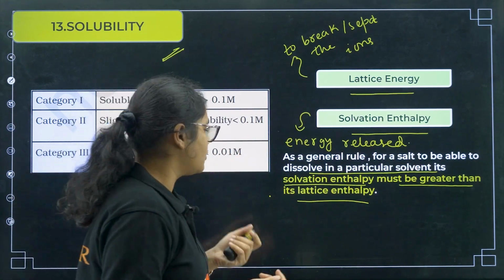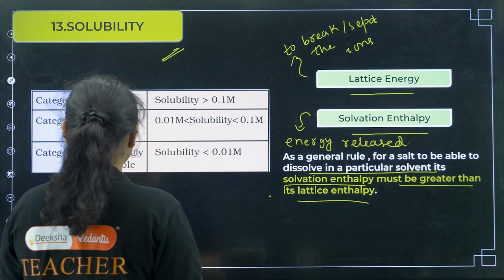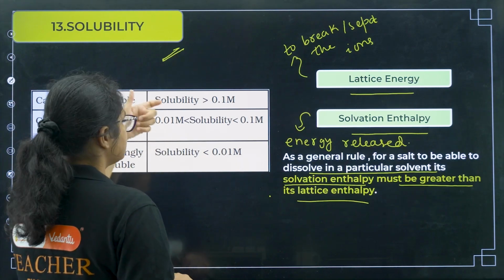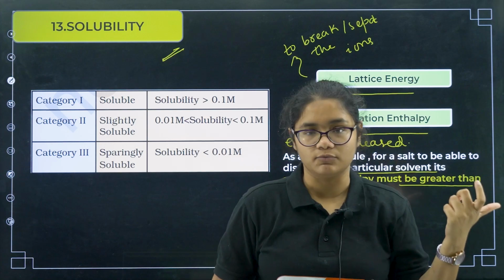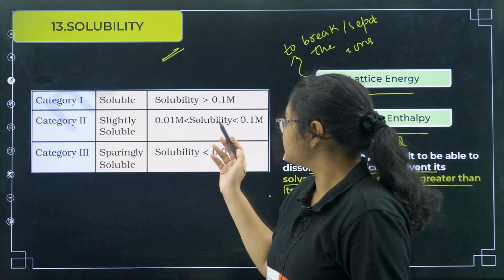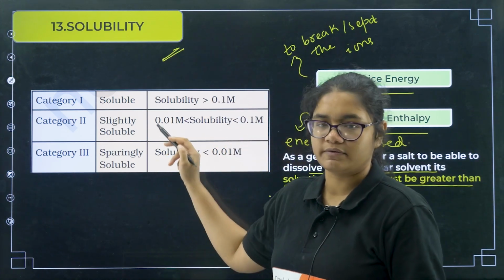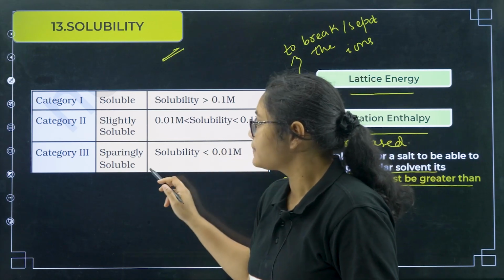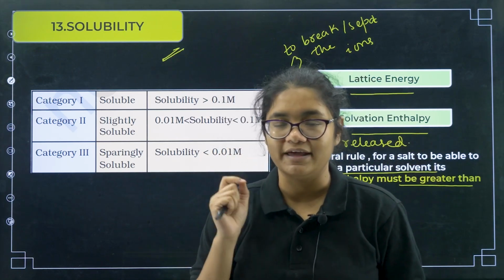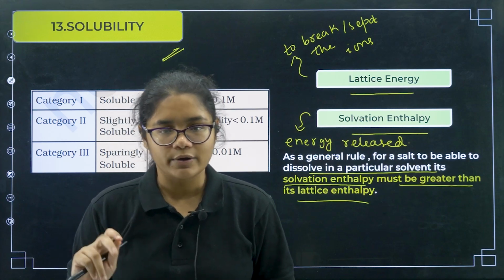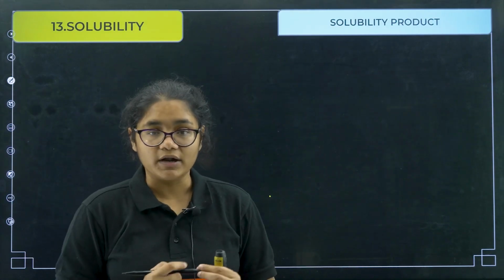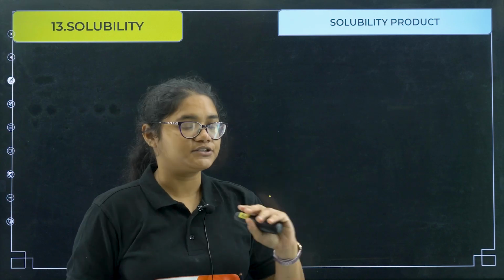Now here you can see the example. We call something soluble if the solubility is more than 0.1 molar. If it is between 0.1 and 0.01, we call it slightly soluble, and if it is less than 0.01, then we call it sparingly soluble, very less soluble. Now we'll talk about solubility product, very important. Questions are asked from here.